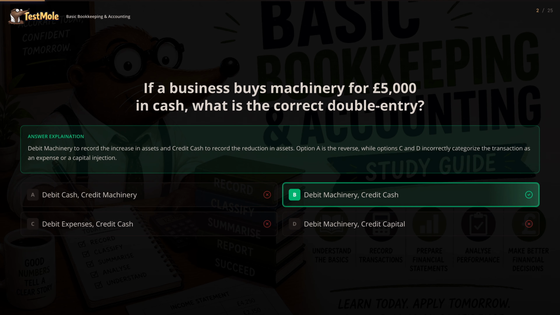Debit machinery to record the increase in assets and credit cash to record the reduction in assets. Option A is the reverse, while options C and D incorrectly categorize the transaction as an expense or a capital injection.